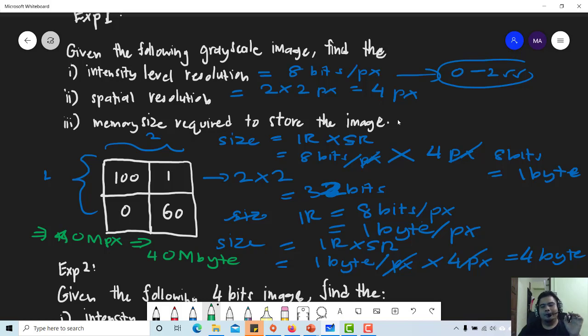So when the question asks you to calculate the memory size, you are calculating the actual size, the one that is not compressed. So if you are talking about 40 megapixels, and the intensity level resolution is 1 byte per pixel or 8 bit per pixel, then the size is 40 megabyte. Okay, when you calculate, you are using the same formula: intensity resolution times spatial resolution.